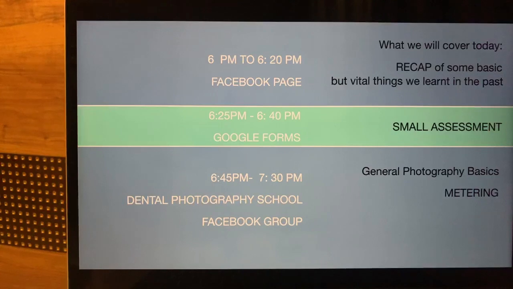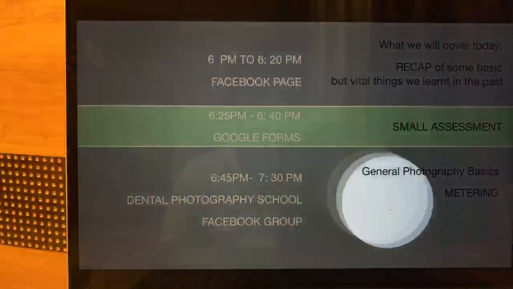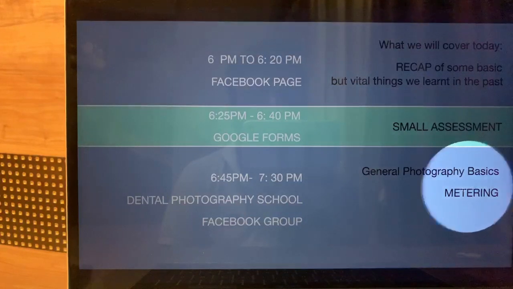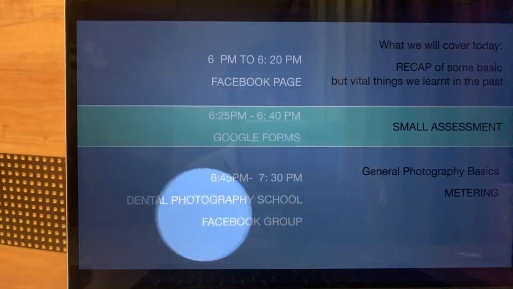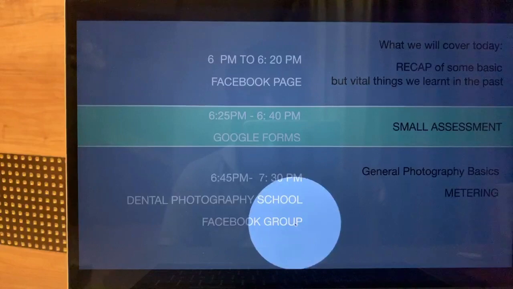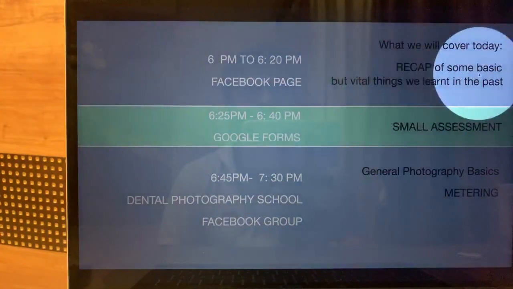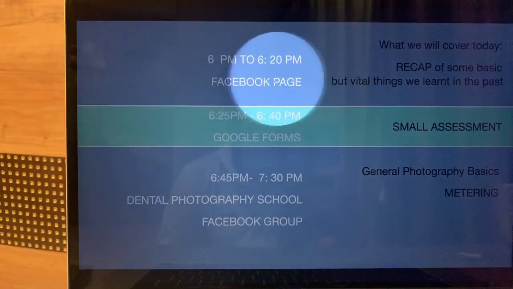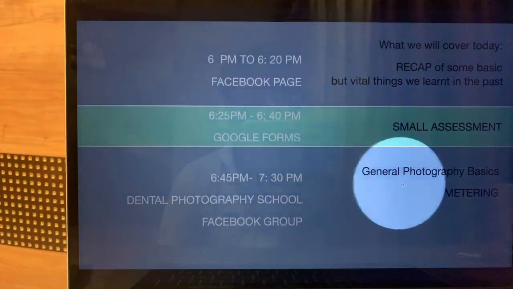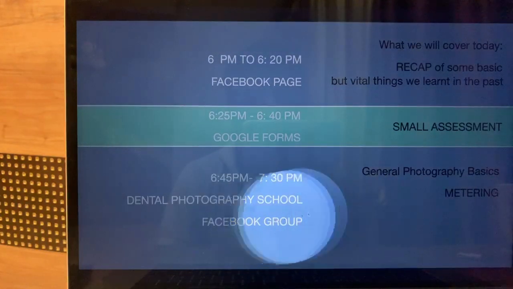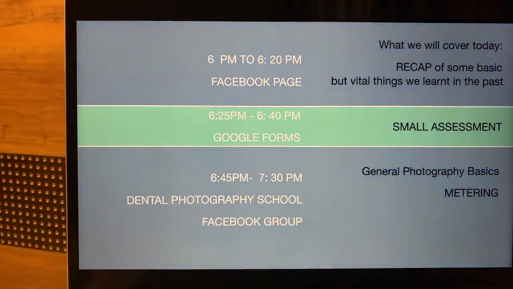All right. And after that, we are going to start our general photography basics on metering today. But this is going to be on Dental Photography School Facebook group and not the page. So the recap, we are right now live on the page. This is the page that we are all on right now, but the actual session will be conducted on metering. That will be on the Facebook group that is within the Facebook page.